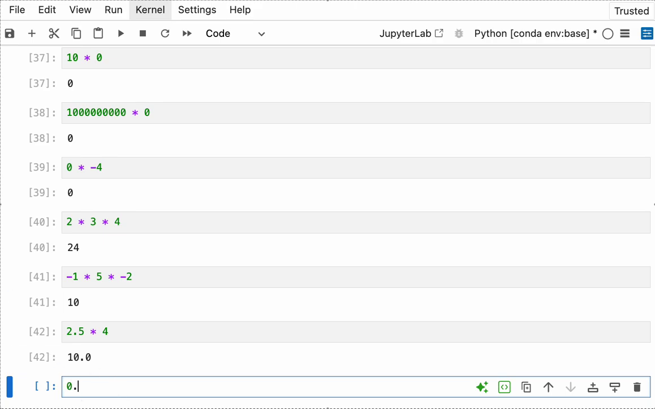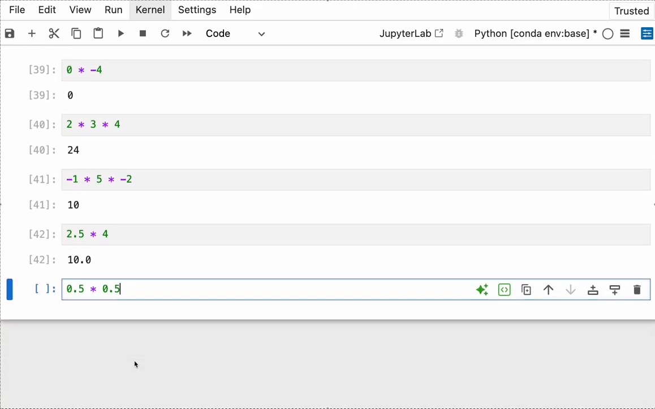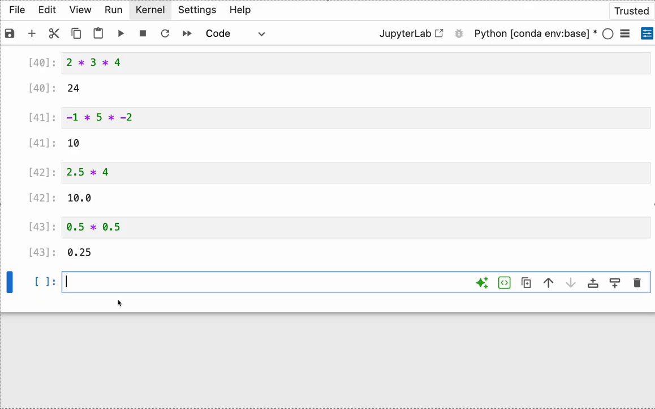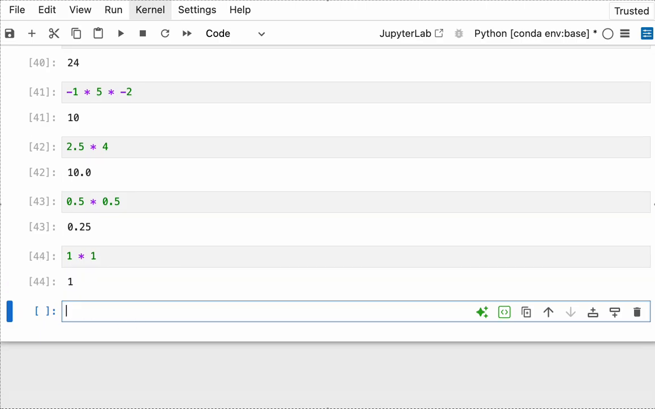Let's do another one. Let's say 0.5 times 0.5, and let's run it. We get 0.25. And lastly, let's look at some very edge cases in Python. Let's say we do something like 1 multiplied by 1. What do you think the answer would be? 1 times 1 is what? Well, 1 times 1 is 1.